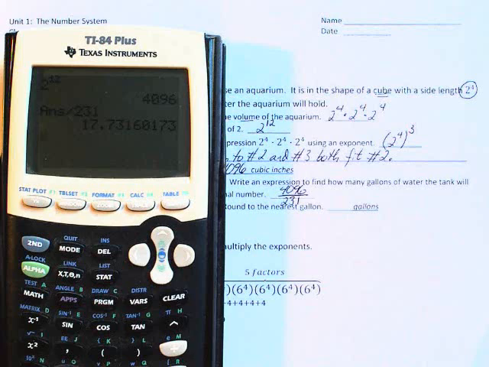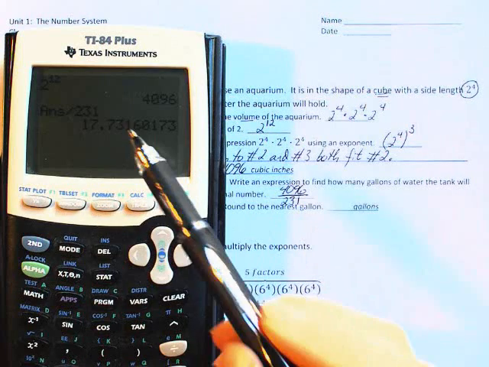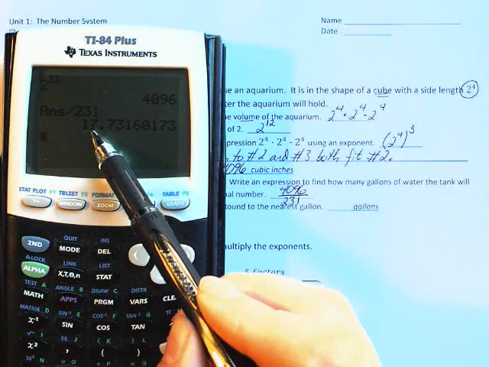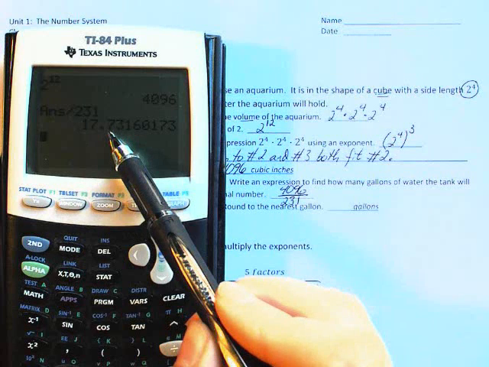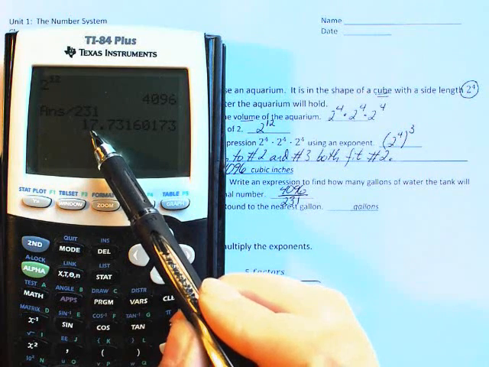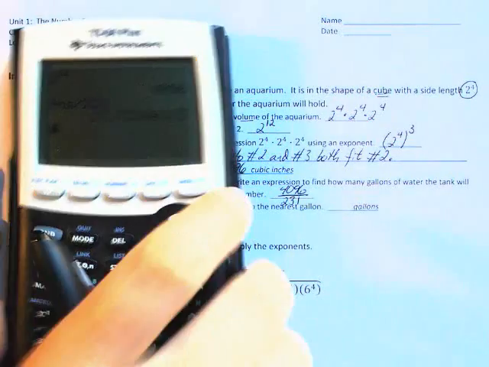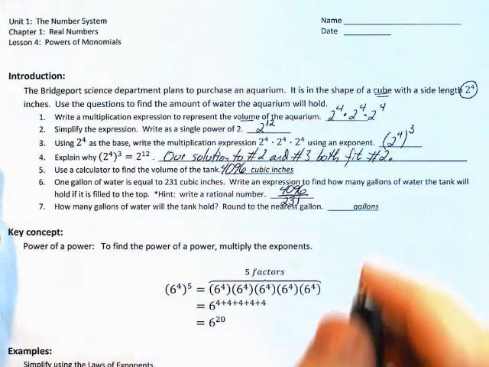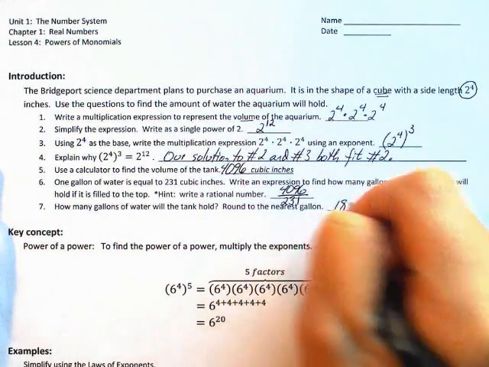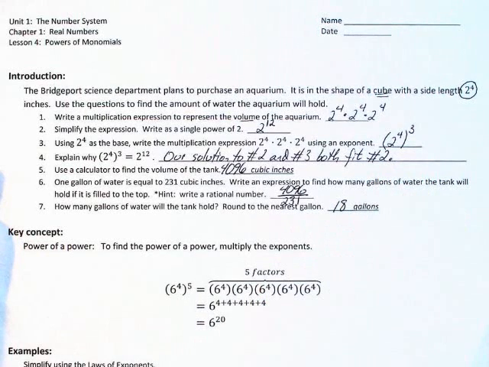17.73. Now the directions say to round this to the nearest gallon, and so when we look at the next digit over to see if it's 5 or higher, the digit 7 is 5 or higher, and so we round this digit upward. We're going to call that 18 gallons. So this aquarium that the science department wants to purchase will hold 18 gallons of water.